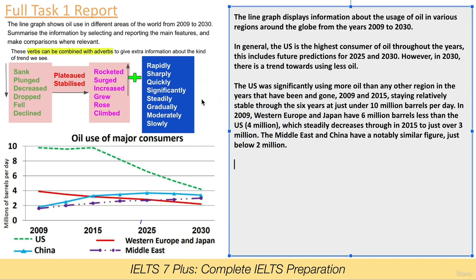The US was significantly using more oil than any other region in the years between 2009 and 2015, staying relatively stable through the 6 years at just under 10 million barrels per day. In 2009, Western Europe and Japan have 6 million barrels less than the US, 4 million, which steadily decreases, and in 2015 had just over 3 million. The Middle East and China had a notably similar figure, just below 2 million. Okay, so then let's talk about the future years.